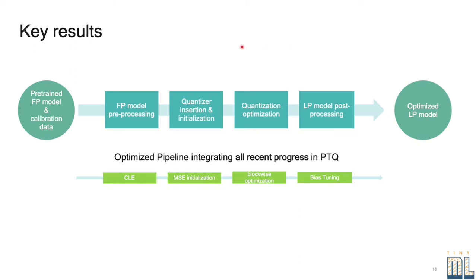Based on the result of the ablation study, we now construct the optimized pipeline by integrating the best option for each step. We use cross-layer equalization to pre-process the full precision model, MSE-based initialization to initialize the quantizers, and use block-wise optimization when doing quantization optimization, and we apply bias tuning to post-process the low-precision model.